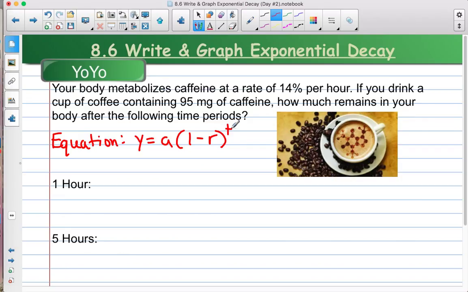And this would be important for a doctor. Doctors use this all the time with medicine. When they give people different medicines, they want to know how much remains in the body after certain periods before they can give them another dose.